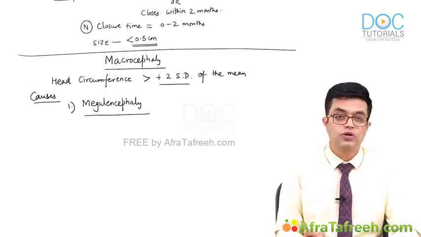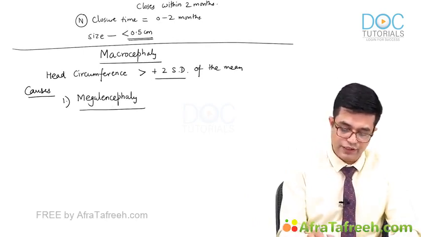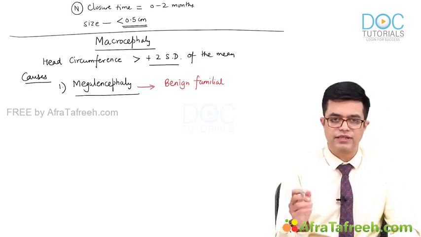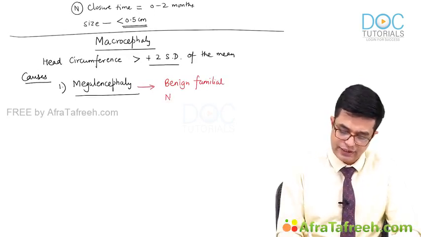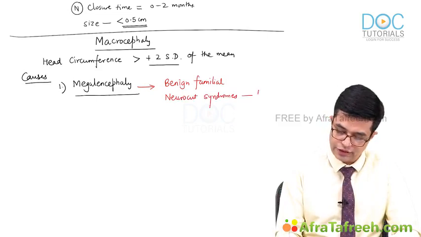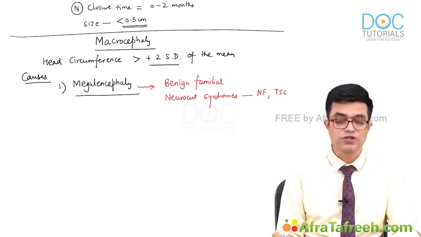So what are the common causes of megalencephaly? Megalencephaly can be seen in the following conditions. It can be benign familial megalencephaly. No reason, just that a large head is running in the family. It can be seen in certain neurocutaneous syndromes. Neurocutaneous syndromes we have discussed separately as a proper topic. So conditions like neurofibromatosis and tuberous sclerosis can sometimes have a large brain.